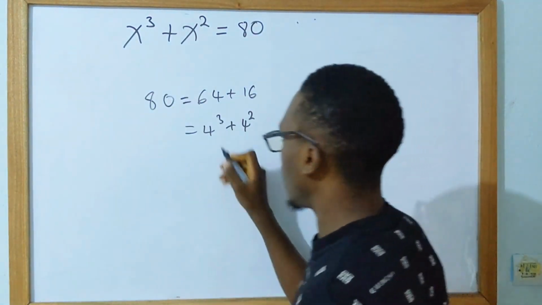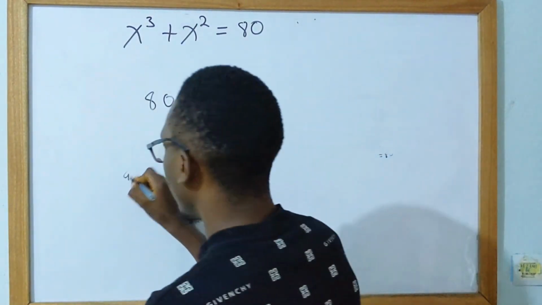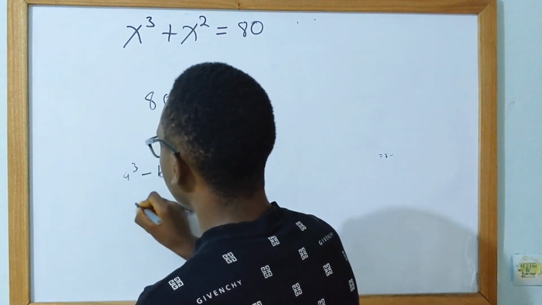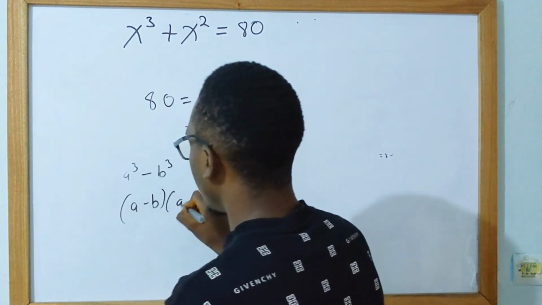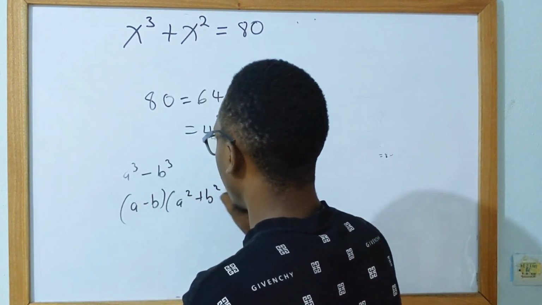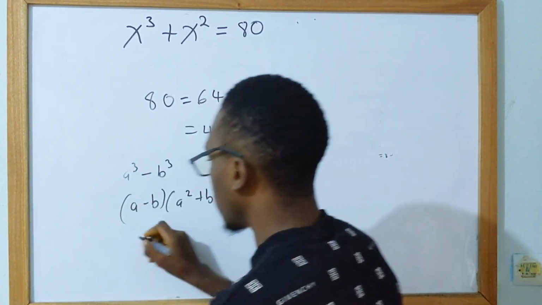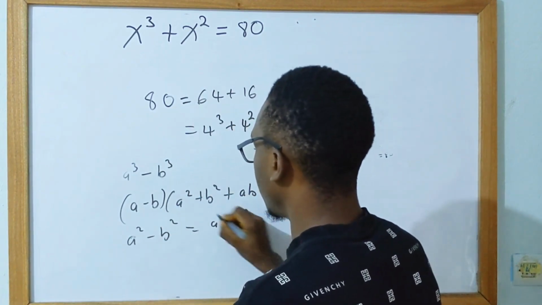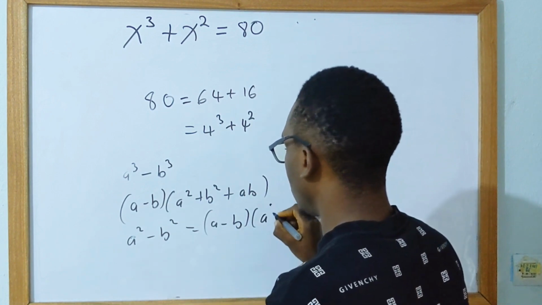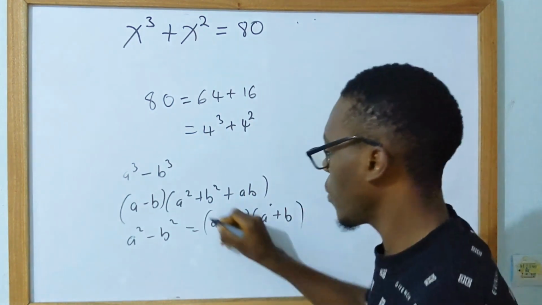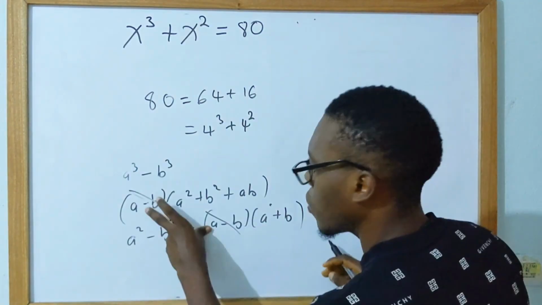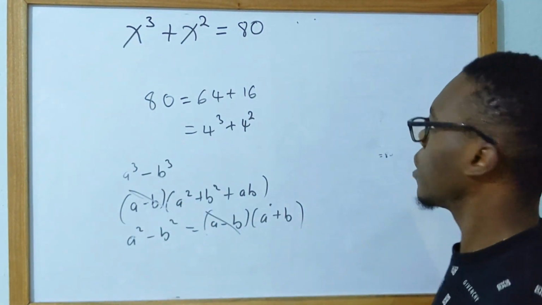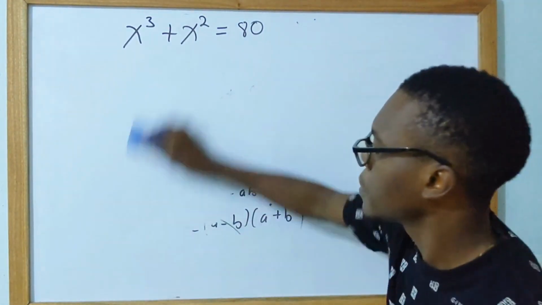Let's use this trick. We know that a cubed minus b cubed is equal to a minus b into a squared plus b squared plus ab. And that a squared minus b squared is equal to a minus b into a plus b. You find yourself having a common factor, hence you can factor this out and have it in terms of a squared, then use the quadratic formula to solve for the remaining one. Okay, let's come back and solve this question.